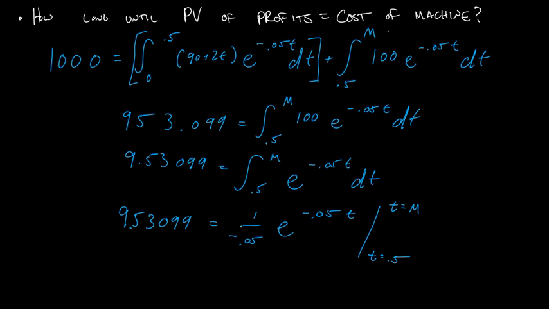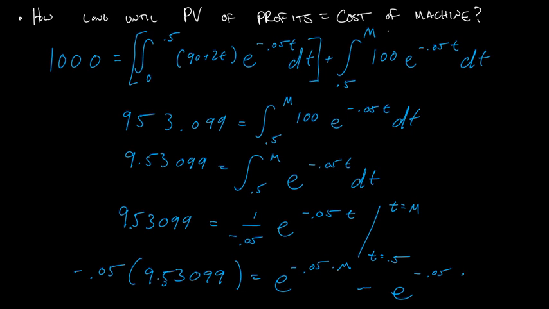I could make it even easier by multiplying, before I plug that stuff in, by that negative 0.05 to get it on its own. Negative 0.05 times 9.53099 is going to be equal to just the e part of this expression. And so to actually get this, I'll have e to the negative 0.05 times capital M minus e to the negative 0.05 times 0.5.